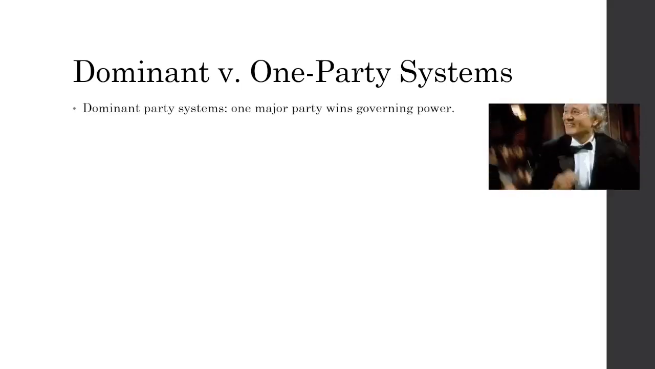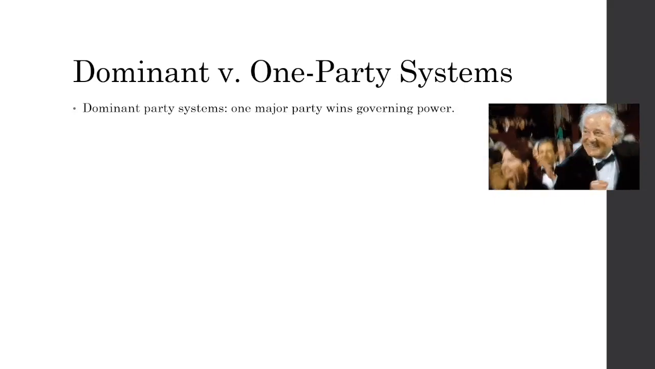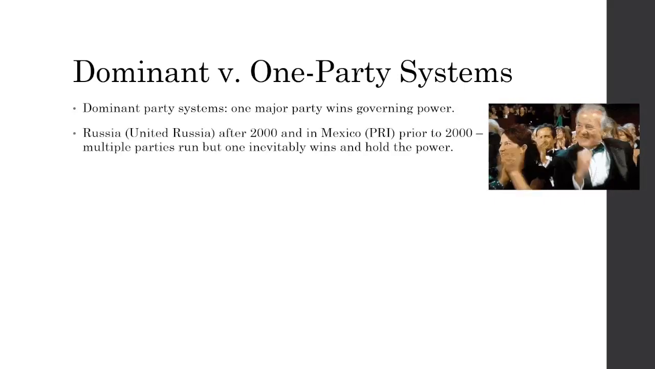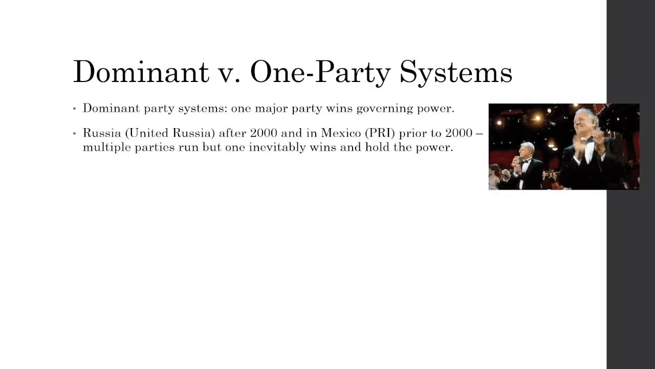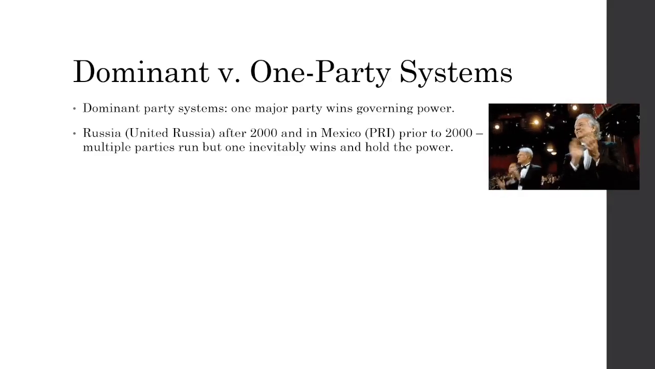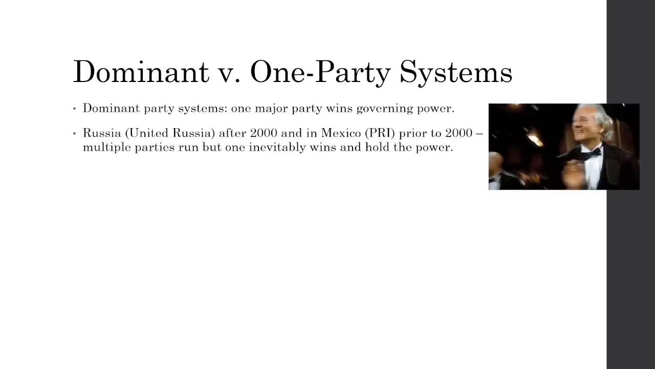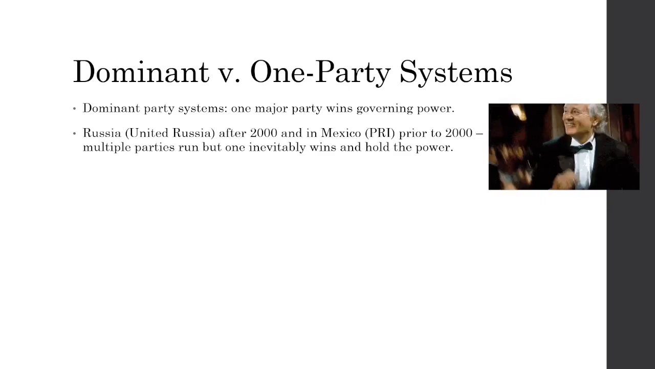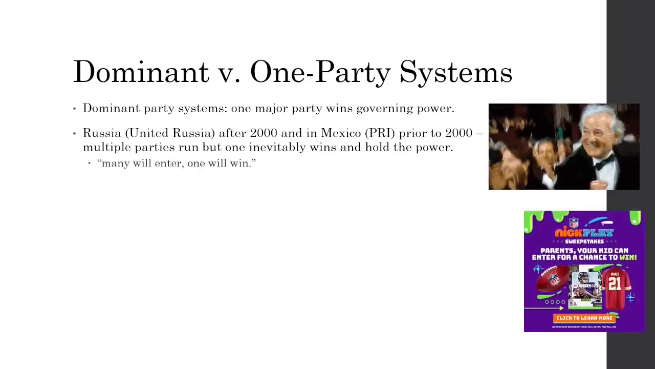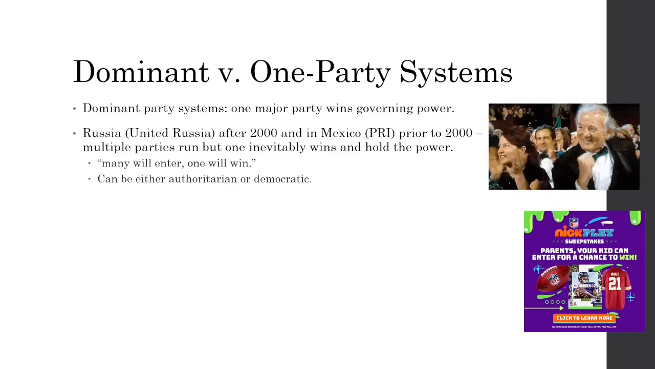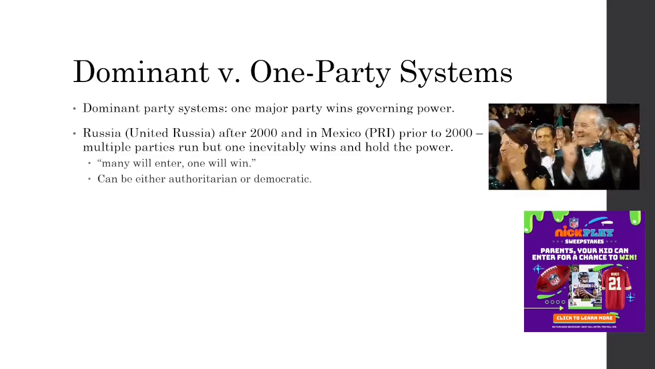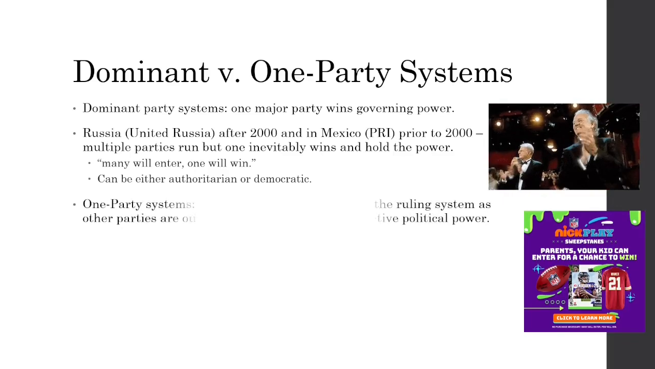So a dominant party system is where one major party wins the governing power. And in Russia, for example, they have a dominant party system, which is dominated by United Russia, and this occurred starting in 2000. Mexico, prior to 2000, had a dominant party, the Institutional Revolutionary Party. Multiple parties are allowed to run, but one will inevitably win and hold the power, most of the power too, across the branches of government. It's, again, many will enter, one will win. And this can be found, of course, in authoritarian or democratic regimes.